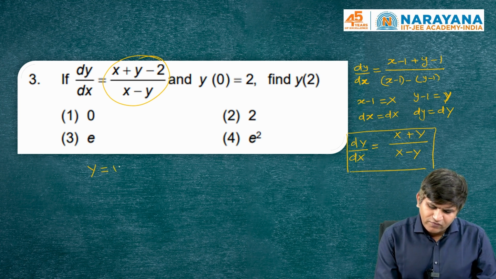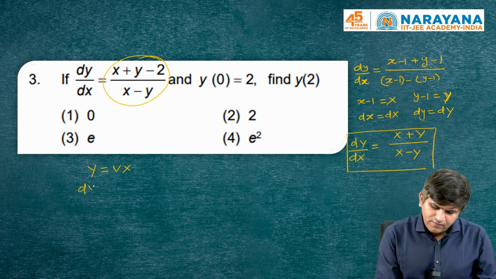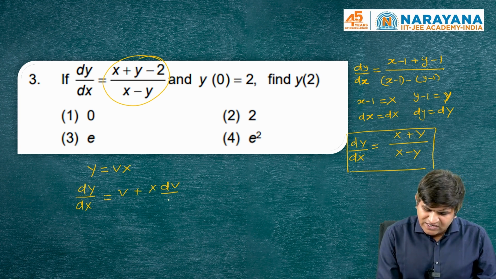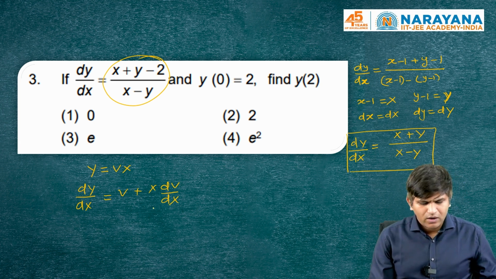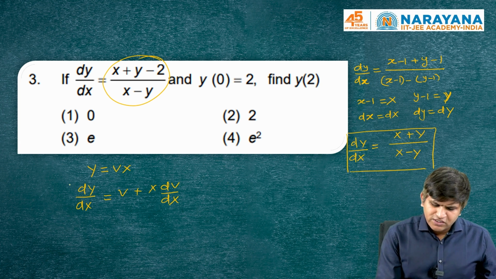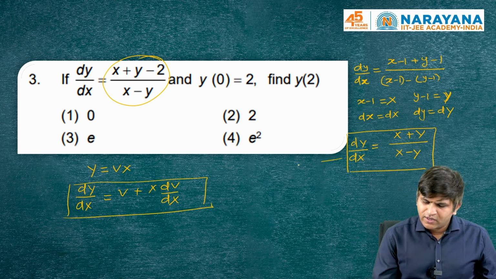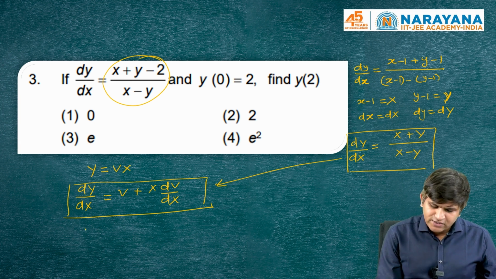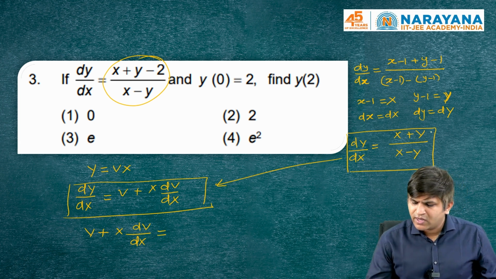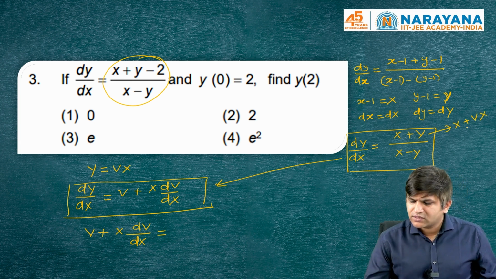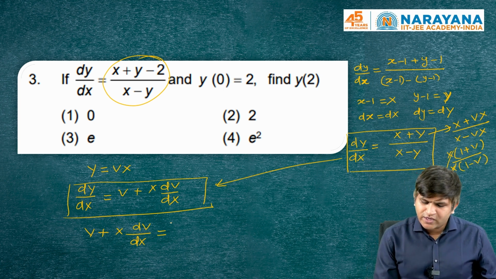So we are going to replace y by vx, then differentiation gives dy by dx is equal to v plus x into dv by dx. Okay, now if we replace these values, we get v plus x into dv by dx is equal to, here we can replace x plus vx and x minus vx, we can take x common, so x times 1 plus v and x times 1 minus v, we can cancel x and x, so we are getting 1 plus v over 1 minus v.